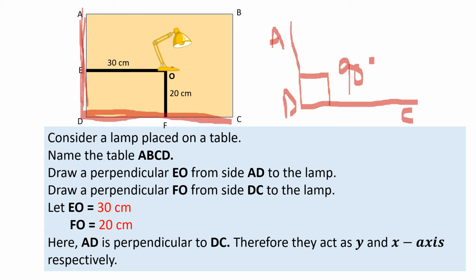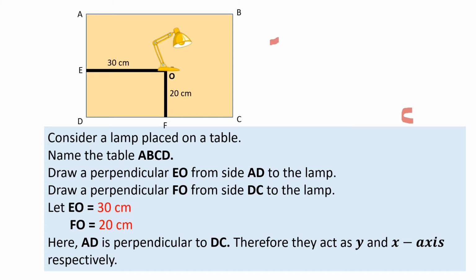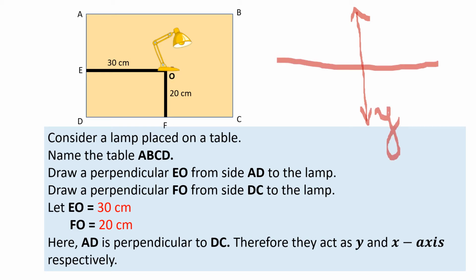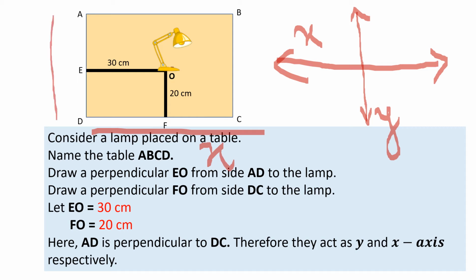So I can take this as the y-axis. Can I take this as the y-axis? Yes, I can assume that this is like the y-axis and this is like the x-axis. Why? Because when I take a coordinate system or a Cartesian plane, I know that this is always the y-axis. Why? This is a vertical line. The vertical line is always the y-axis, and the horizontal line is called the x-axis, right? So I'll treat this side of the table as x-axis and this side of the table as y-axis. So that is what I'm saying here.